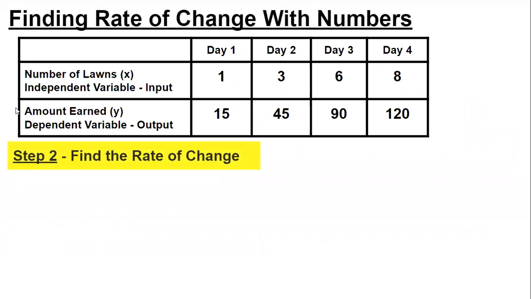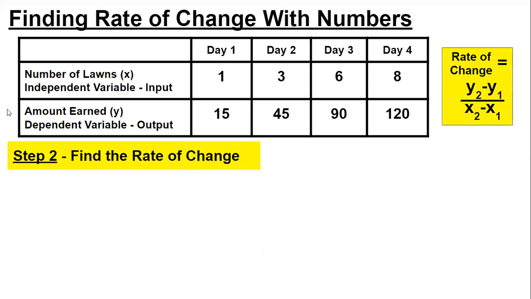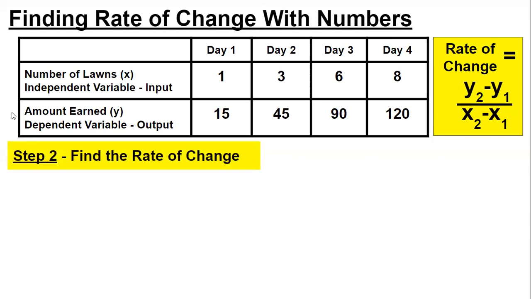There's our table again. Step 2 then is to find the rate of change. So here's our formula over on the right there. Rate of change is equal to y2 minus y1 over x2 minus x1. And get very familiar with this equation because we're going to be saying it over and over and over again. You're going to be using it a lot. So we want to find the rate of change from day 1 to day 2. So we're going to come over here and we're going to label our y2 and our y1. I strongly suggest labeling your numbers because it gets very confusing if you don't.